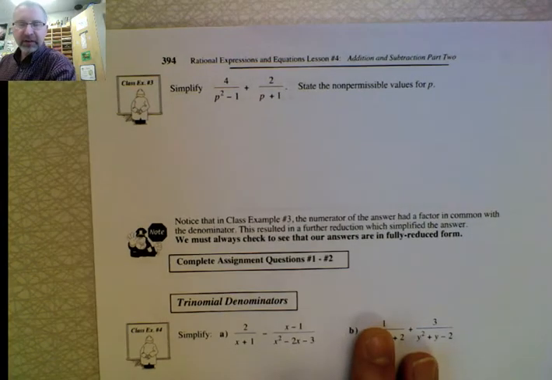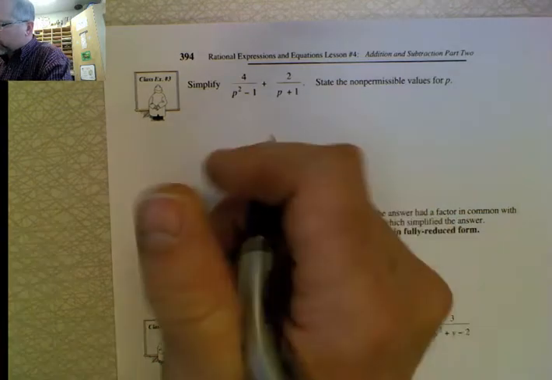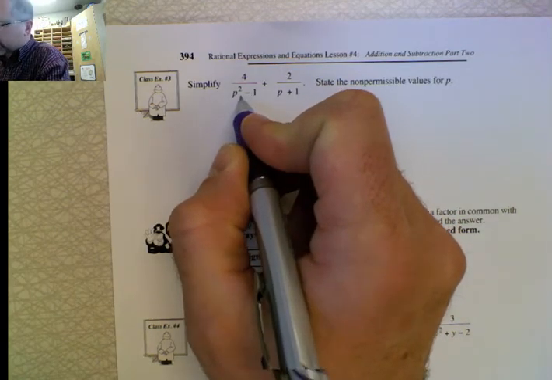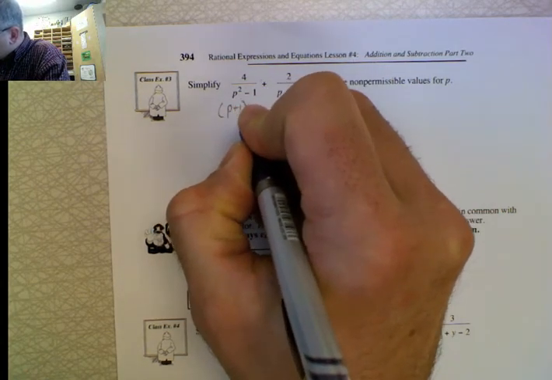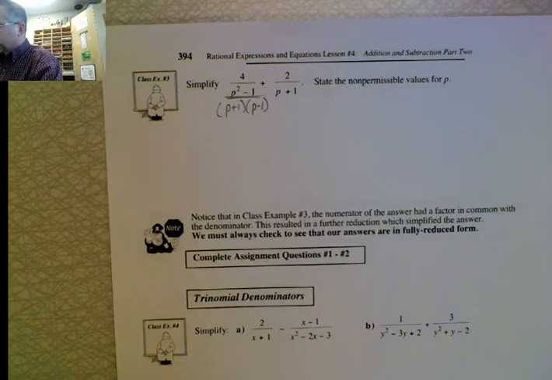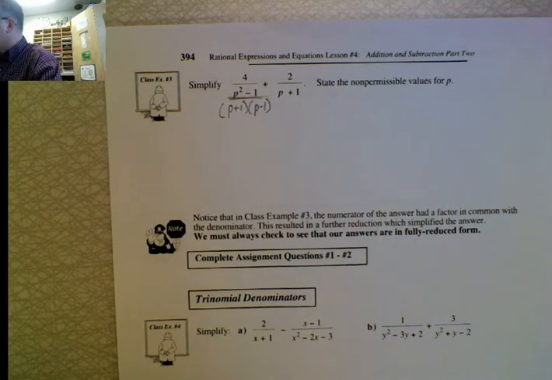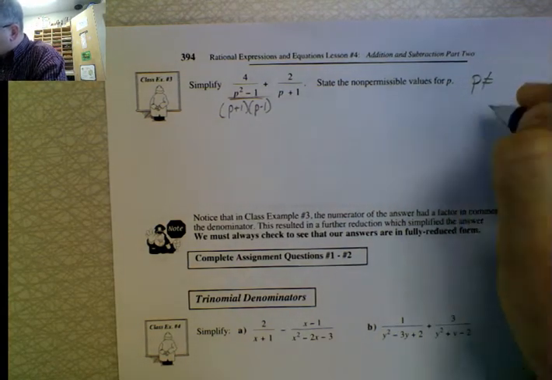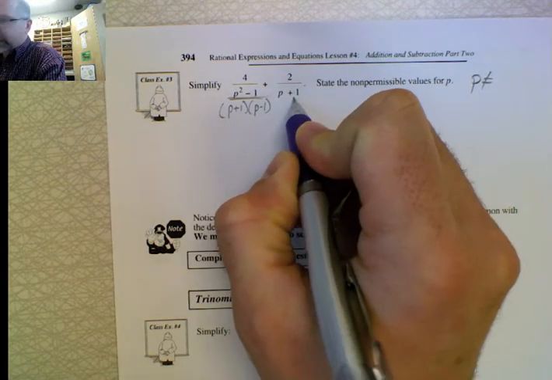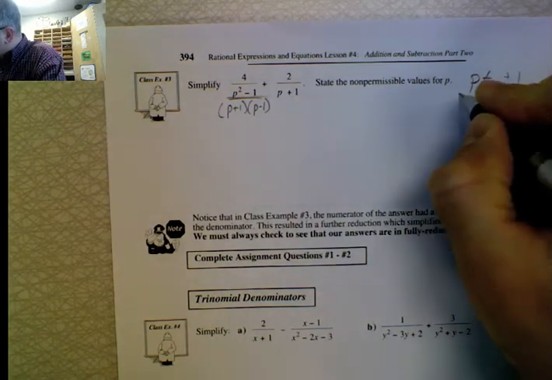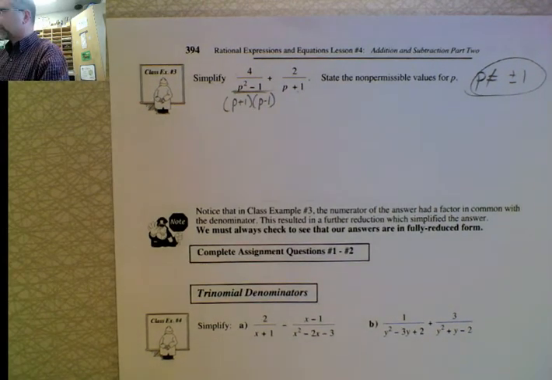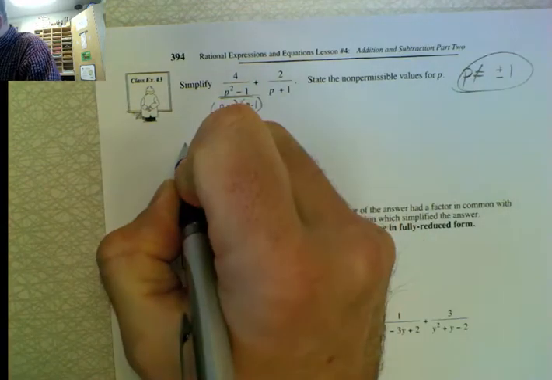Now, if we look at the next example, we do have to factor this particular denominator. This is a difference of squares. So we end up with p plus 1 and p minus 1 when we factor this denominator. So when I actually go to come up with my non-permissible values here, what will p not equal? Well, p will not equal -1 and +1, and I've already taken care of this one. So we can write p will not equal plus or minus 1. Yes, you can write -1 and +1 separately, but you don't have to.